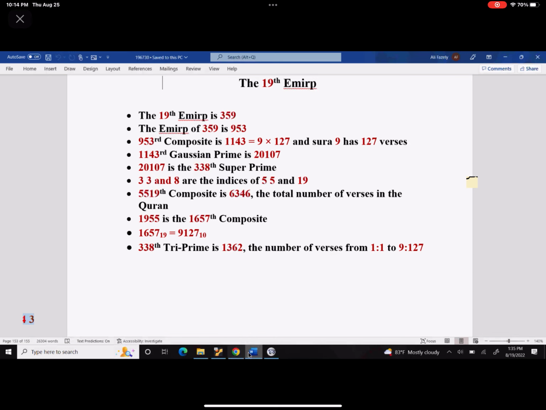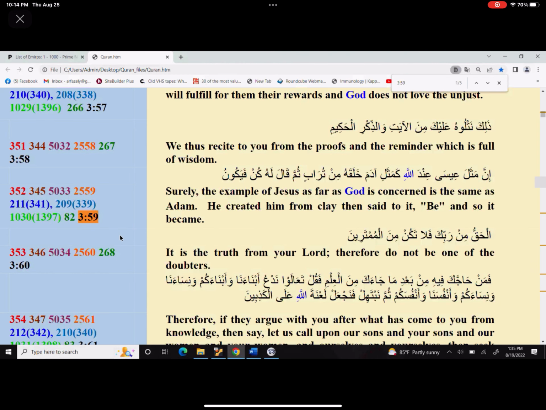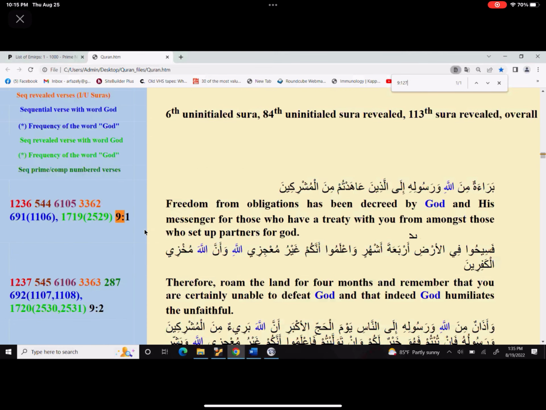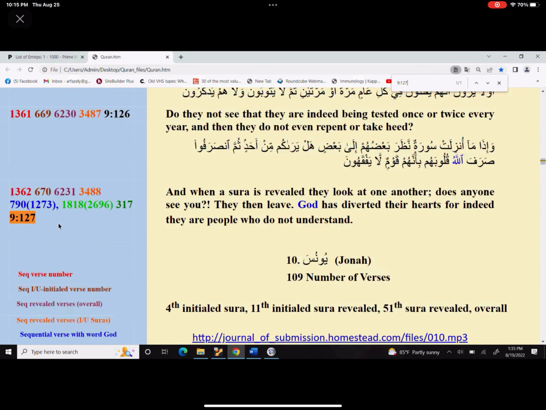Okay? So these numbers that we have here were not available before, as we have it here. Okay? So if I go to 9127, there it is, as you see here, 1362 in red. That's the number of verses from the beginning of the Quran to this verse, 1362. Okay? So God says, we collected into the Quran. These numbers did not exist. If you grab a Quran, these numbers are not there.